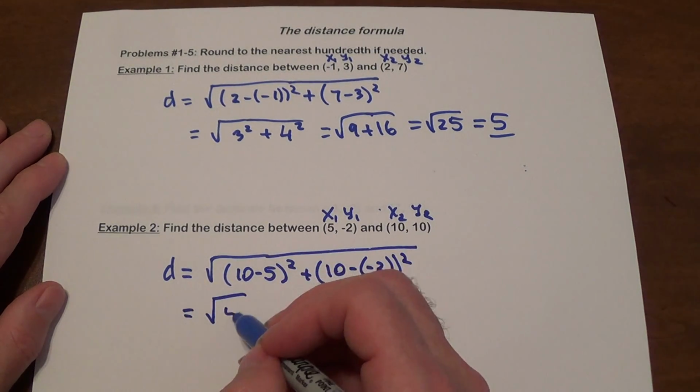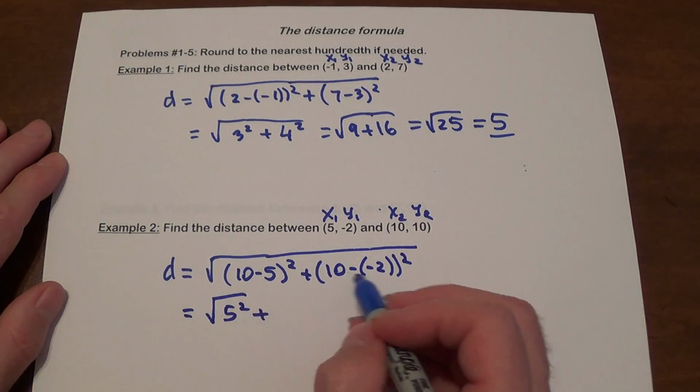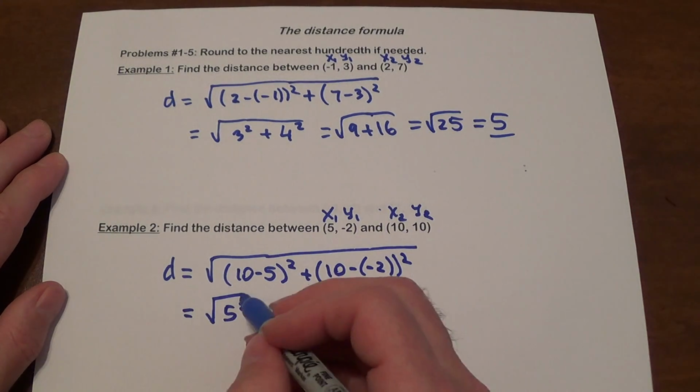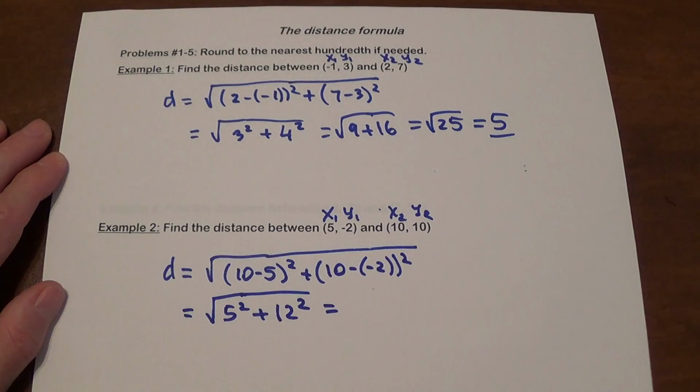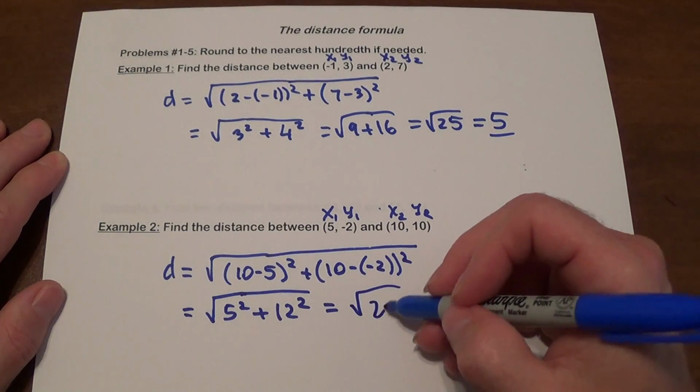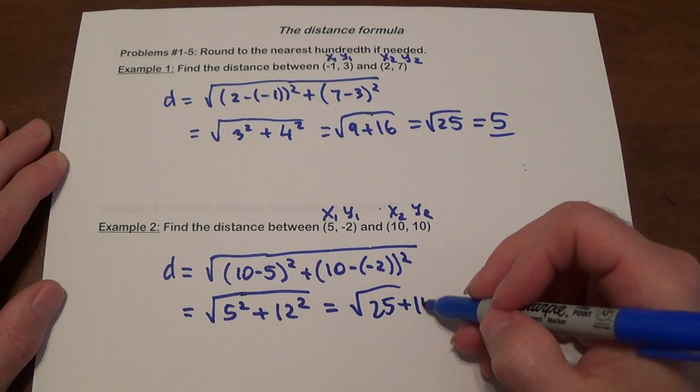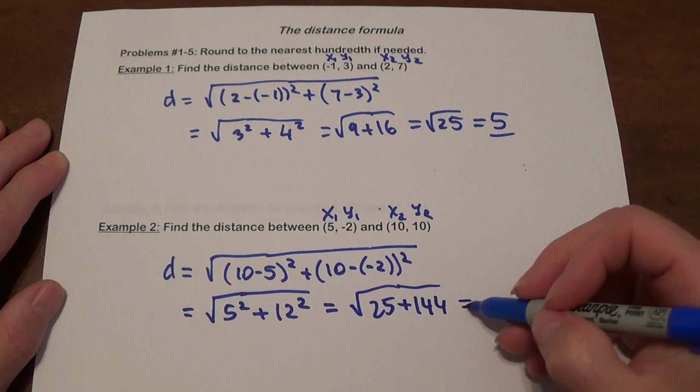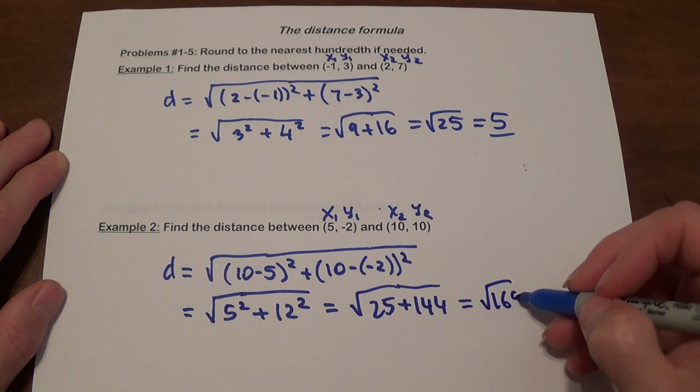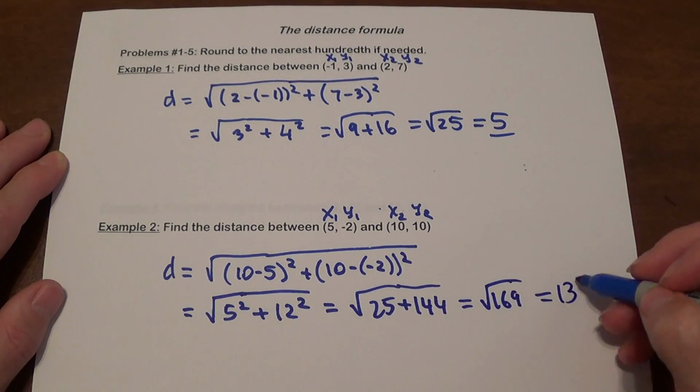So that's going to give us 5 squared. That's going to give us 12 squared. And that's going to give us altogether square root of 25 plus 144, which is going to give us square root of 169, and that is 13.